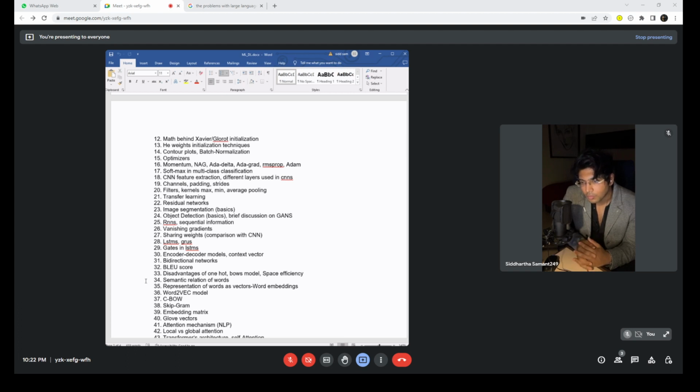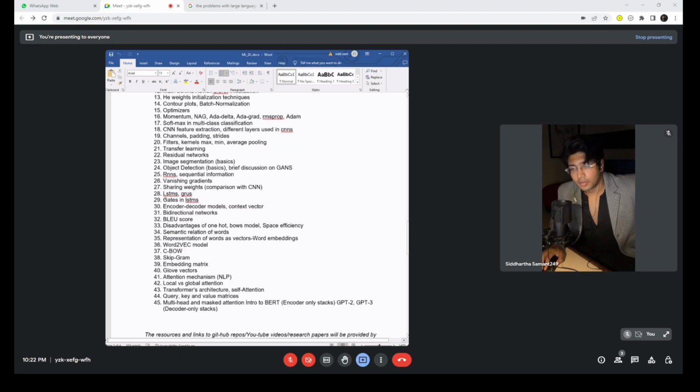Next, we come to the representation of words as vectors, word embeddings. We started with bag of words, and now we're getting into embeddings. There are ways in which you can make these embeddings. Word2vec model: we have continuous bag of words, we have skipgram. Then we talk about the embedding matrix, and GloVe vectors. Now we get into something that acts as a bridge between your classical encoder-decoder models and the upcoming transformer models that are state of the art. So you're starting with the attention mechanism, then going into the details of attention, local and global attention.